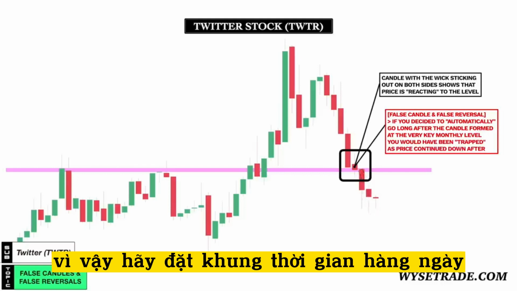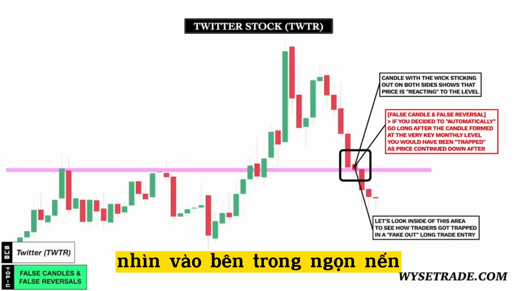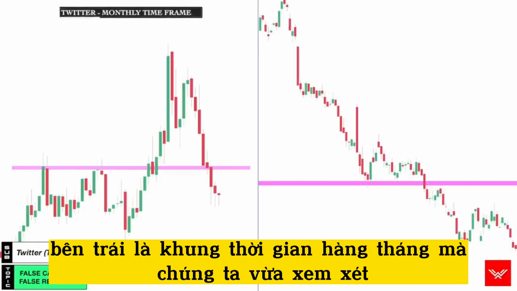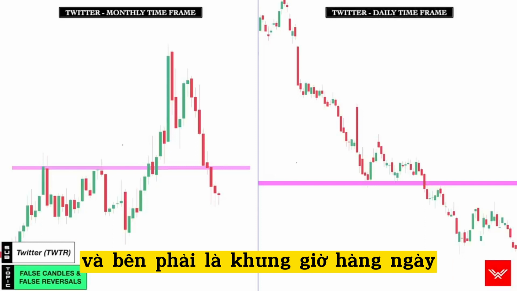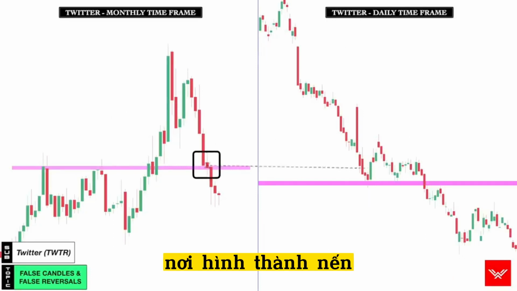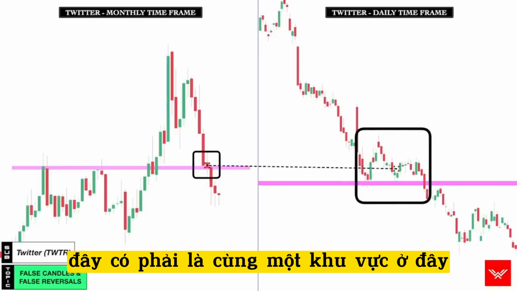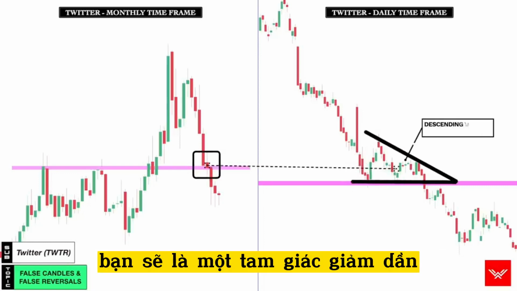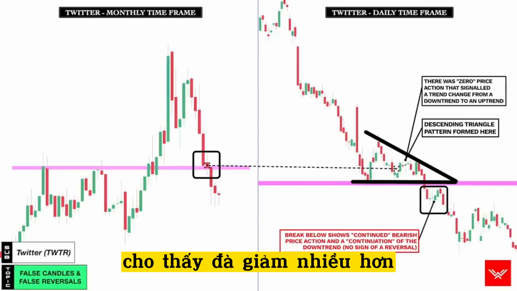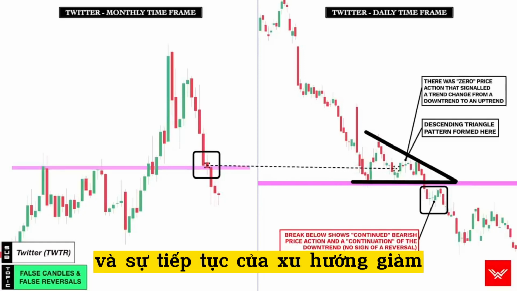So let's pull up the daily time frame to look inside of the candle and why this long setup failed. On the left is the monthly time frame we just looked at, and on the right is the daily time frame. Same key level, same downtrend. This area here, where the candlestick formed, is this same area here. You had a descending triangle that then breaks below, which shows more bearish momentum and a continuation of the downtrend.